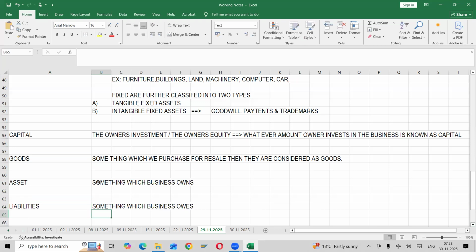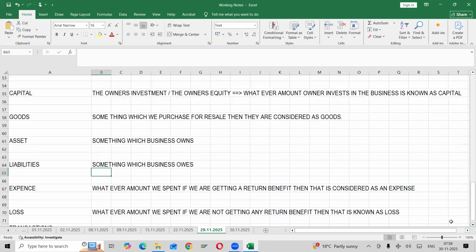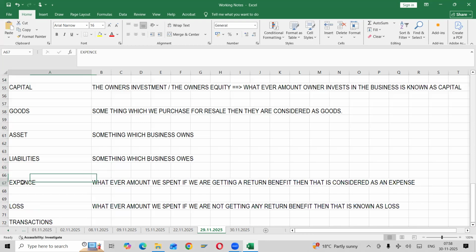Business owes. Clear? So what do you mean by an asset? Something which the business owns. And what do you mean by liability? Something which the business owes. Clear? And there is a concept called debtor and creditor. Now you understood, right? What do you mean by an expense? What do you mean by loss?